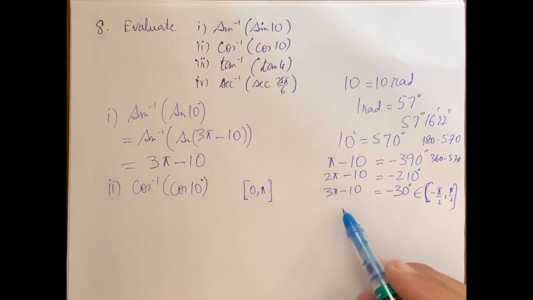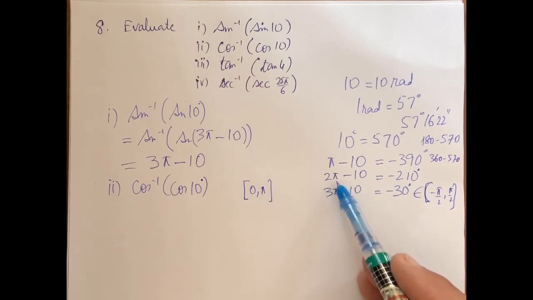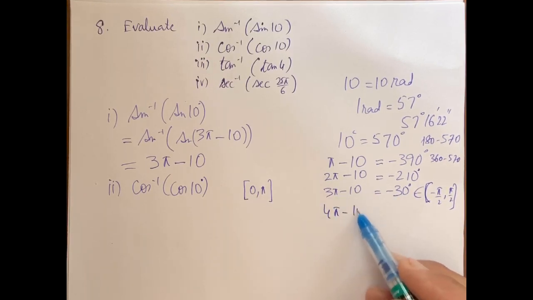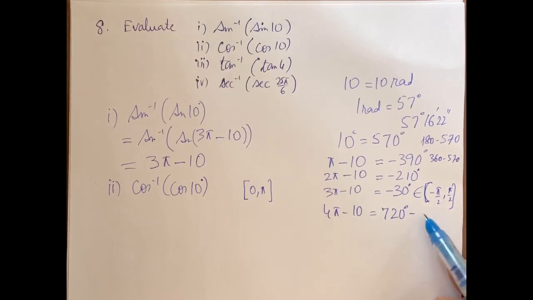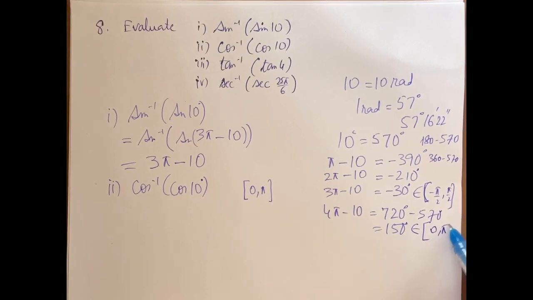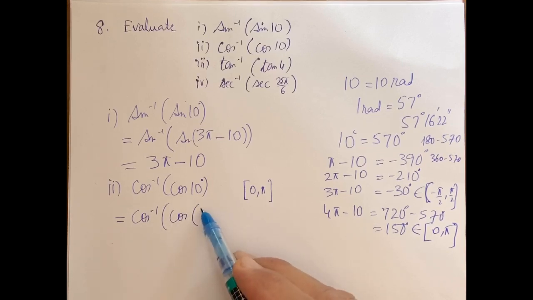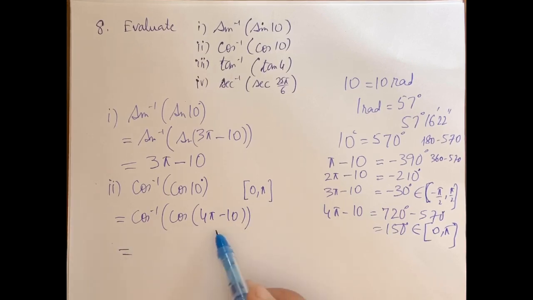So let's again check. Pi minus 10 is minus 390, doesn't belong to this interval. 2 pi minus 10 doesn't belong to this interval. 3 pi minus 10 doesn't belong to this interval. Let's check 4 pi minus 10. 4 pi is 720 degrees minus 10. 10 is roughly 570 degrees. So this is 150 degrees. This belongs to 0 to pi. So that means this can be written cos inverse of cos of 4 pi minus 10. Now this will cancel out.